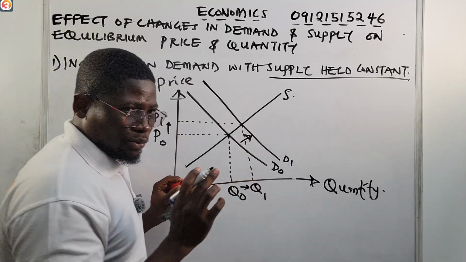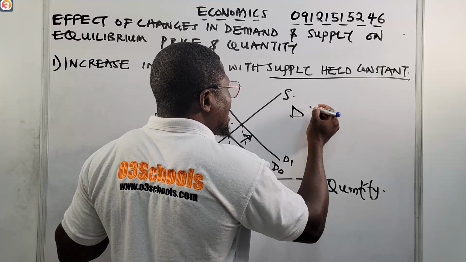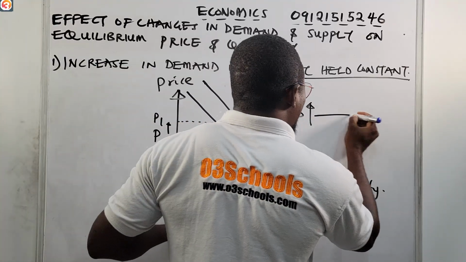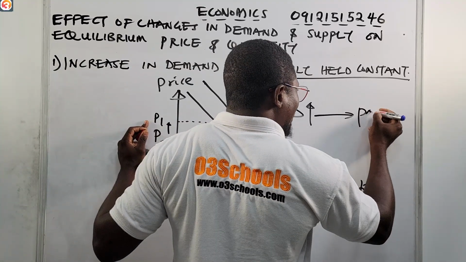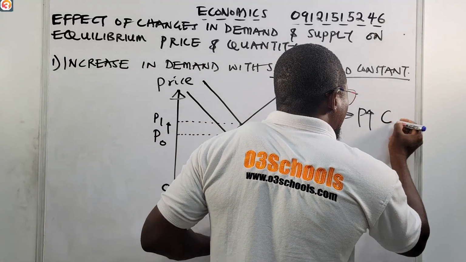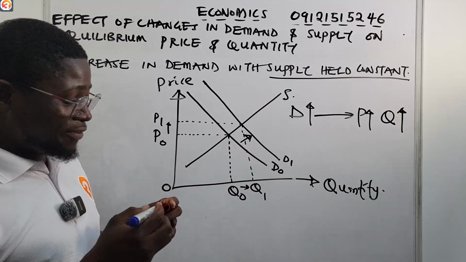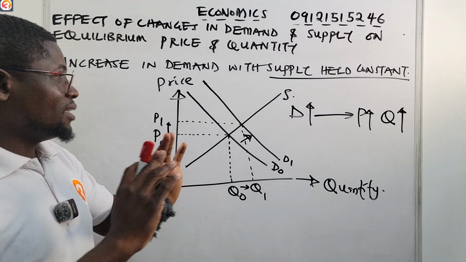So that means that if demand increases, what we're going to have is an increase in price. Equilibrium price will increase, then equilibrium quantity will also increase. Please take note of that. It's very, very easy. Demand is very, very sweet. Use this graph, just don't cram it.